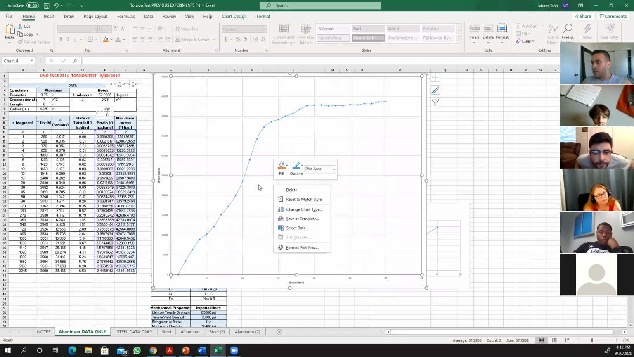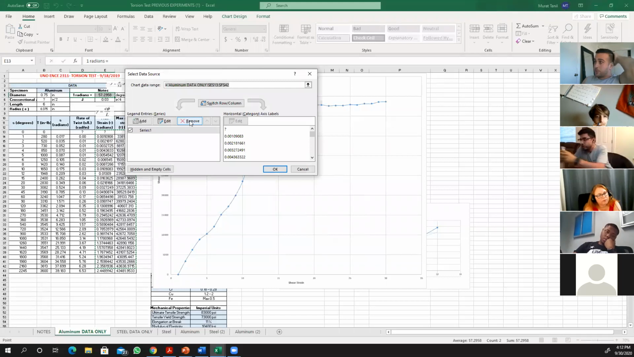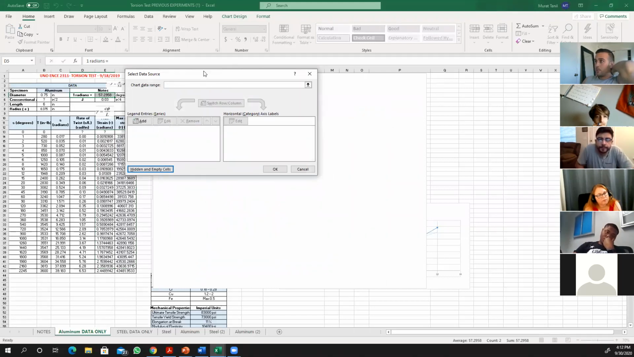First, when I right click, do you see these color sections, highlighted colors? One for the shear strain, the other one for the maximum shear stress. Okay. Select data, and I'm going to remove it. Now I have nothing.